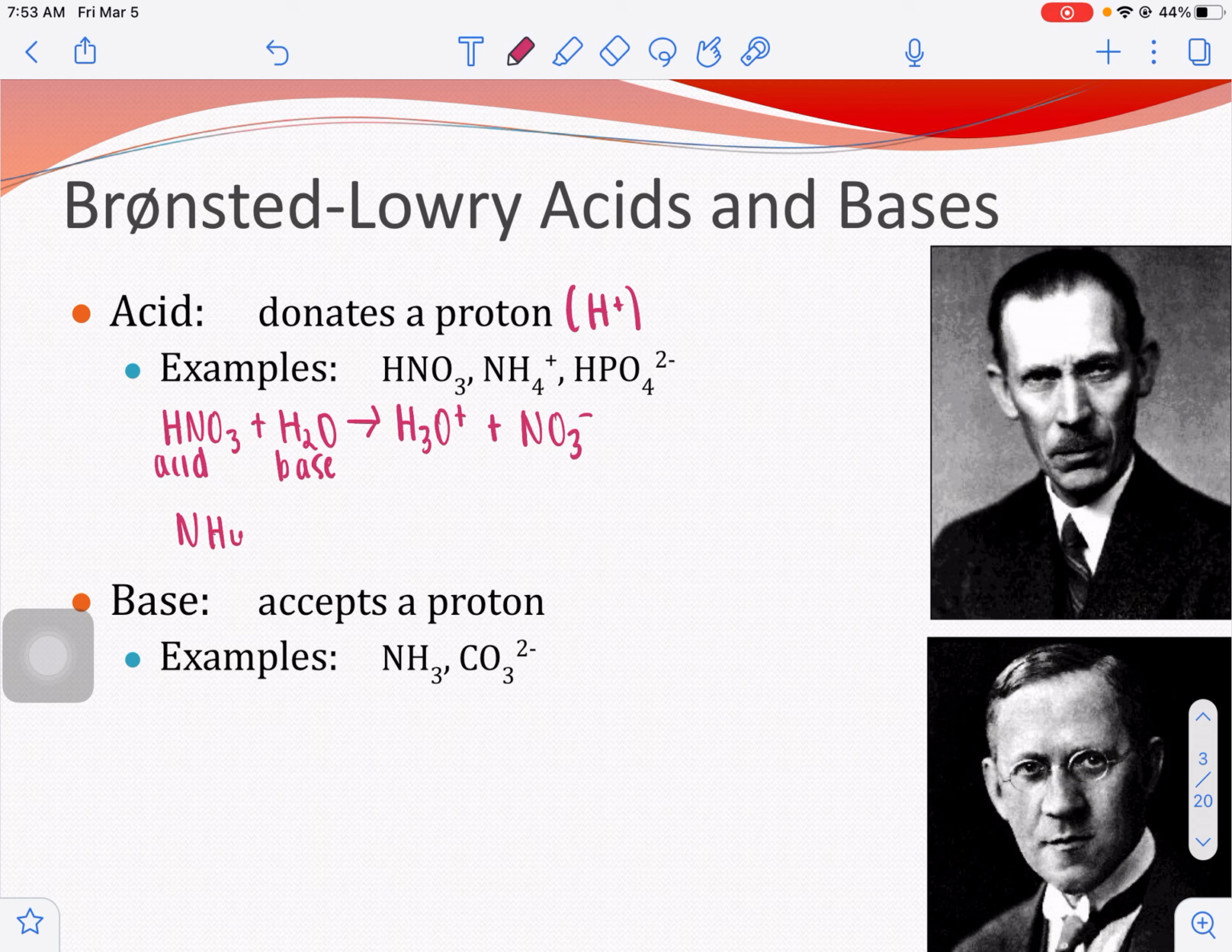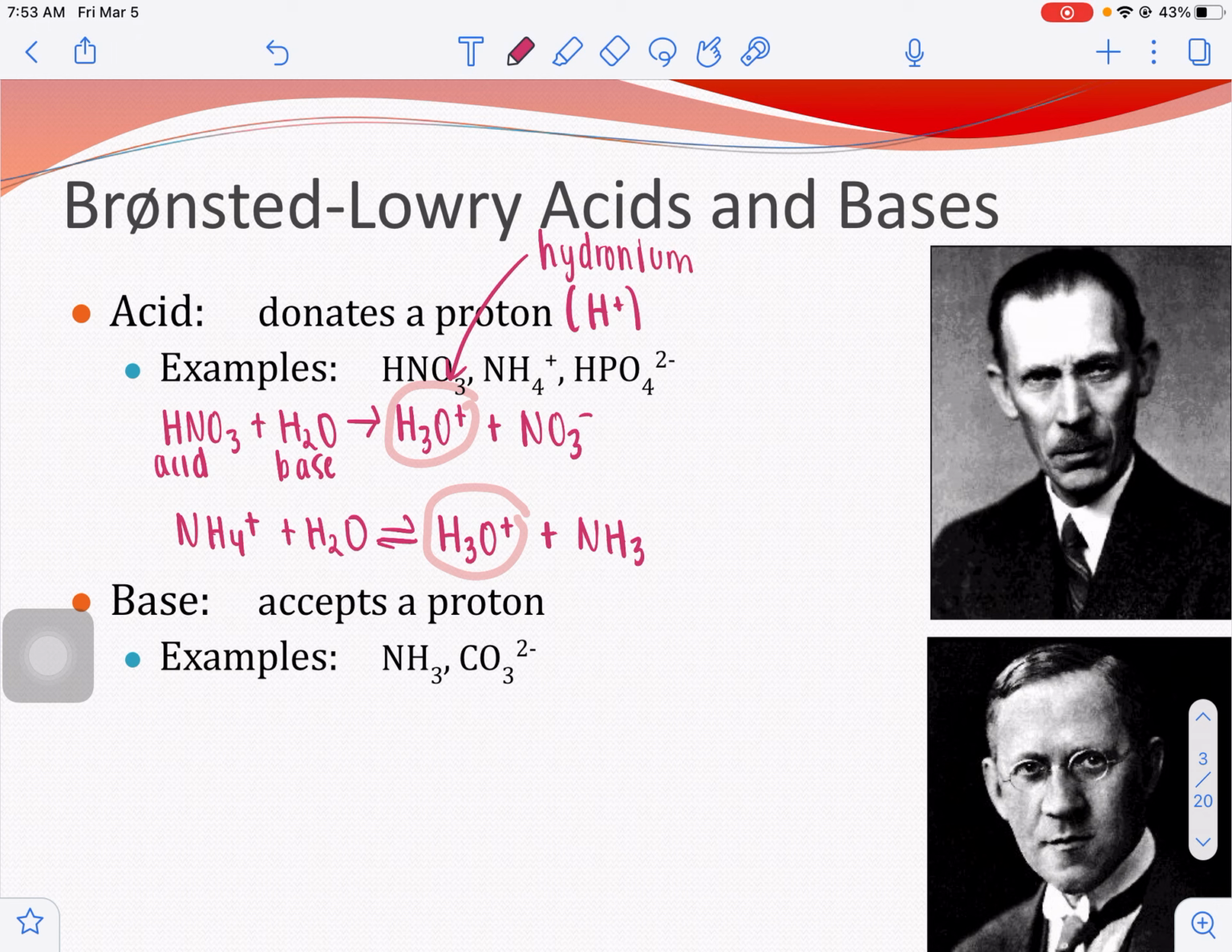NH4+, again, weak acid. It's weak, so we will show an equilibrium. It'll transfer an H+ to the water. You'll make H3O+, and then you'll make NH3. So this is kind of the key. Every time you have a Bronsted-Lowry acid, they're going to make H3O+. And H3O+ is called hydronium. It does get used interchangeably with H+ a lot. AP prefers hydronium, but H+ will be acceptable when we start doing some equilibrium. I'll show you how that works.